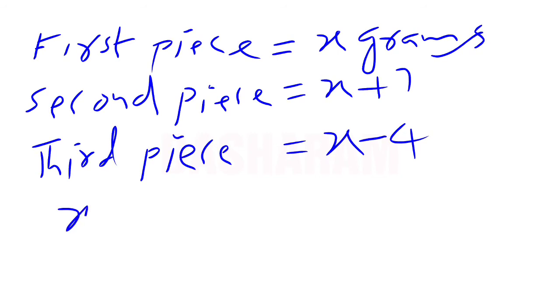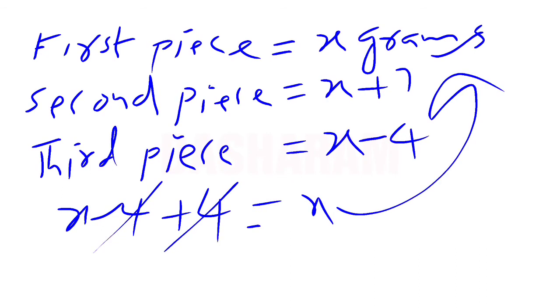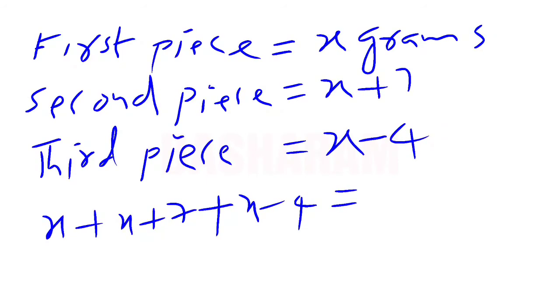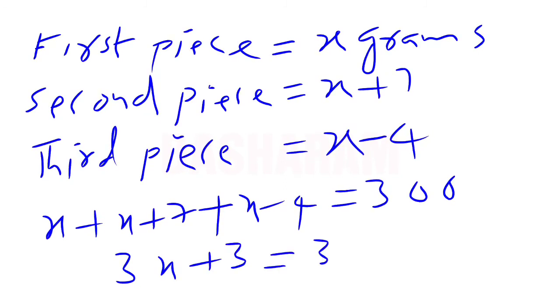See here, for the third piece x minus 4, the first piece is 4 grams heavier than it. Heavier means x minus 4 plus 4. Plus 4 and minus 4 cancel, it equals x grams. So the first piece is x grams, the second piece is x plus 7 grams, and the third piece is x minus 4 grams. When you weigh these three pieces, it equals the total pizza, 300 grams. So x plus x plus x is 3x, and 7 minus 4 is 3, it equals 300.